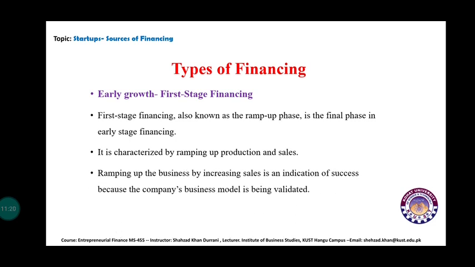Ramping up the business by increasing sales is an indication of success, right? Because the company business model is being validated here. Like, yes, now people can provide you loans, people can trust you. So this is the stage where you can make sure that the company business model is being validated, or business volume may be approaching break even and profitability is within sight. Venture capitalists may be interested in financing at this stage, right?